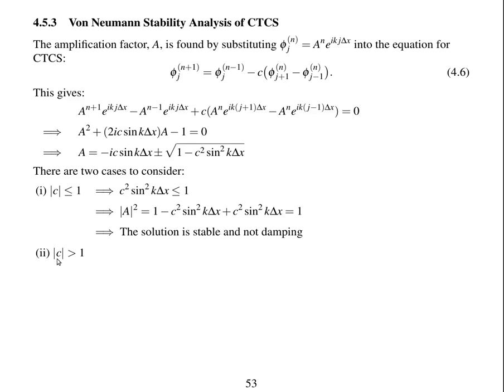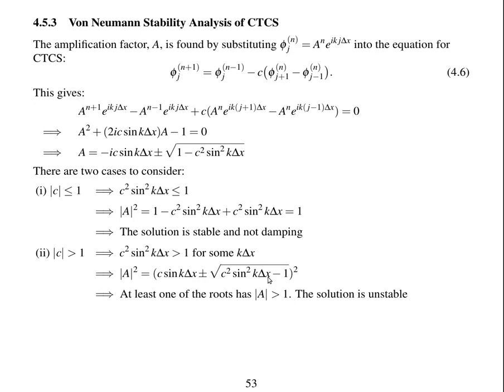Brilliant. If the Courant number is greater than 1 in magnitude, then the expression inside the square root can be negative. So the whole of the amplification factor can be imaginary. It won't have a real part for some values of k delta x. So then the magnitude of the amplification factor will be given by this expression. At least one of these roots, either the plus or the minus, will have the magnitude of the amplification factor greater than 1. So it will be unstable for C greater than 1. So CTCS is conditionally stable, and it's stable for magnitude of C less than 1.